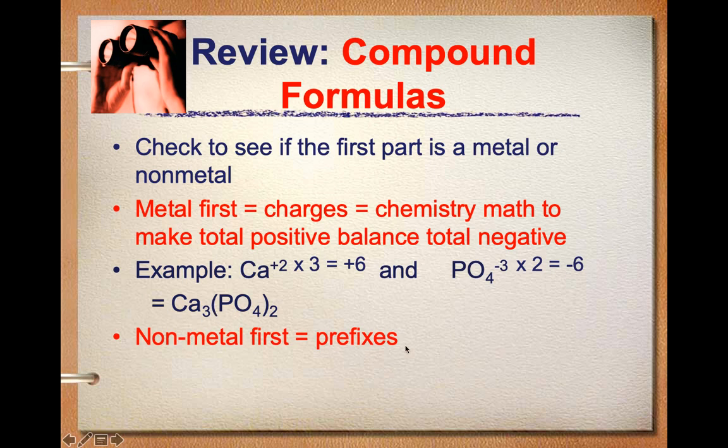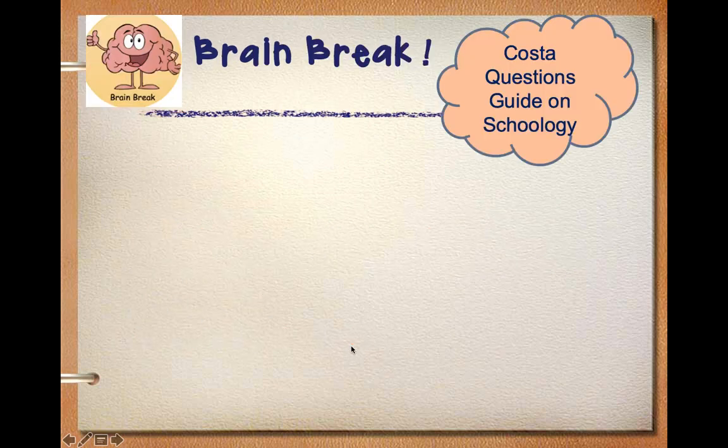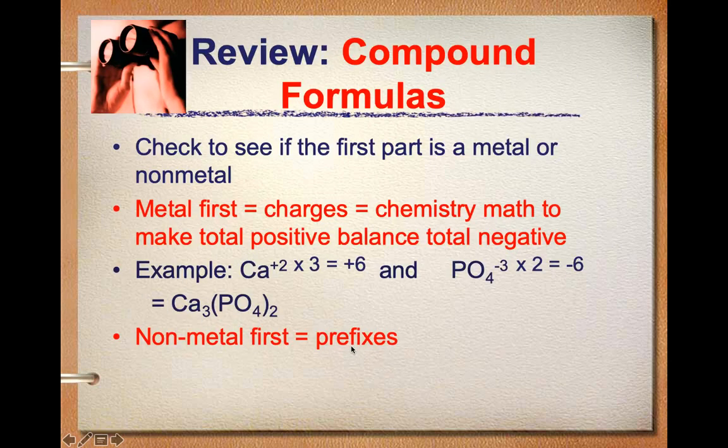However, if there's a nonmetal first, you're going to just look at the prefixes. So before we do our break, you're just going to look at the prefixes in the name of the chemical, the compound, like something like dinitrogen trioxide. Nitrogen is a nonmetal.